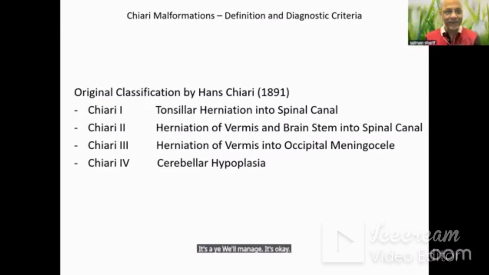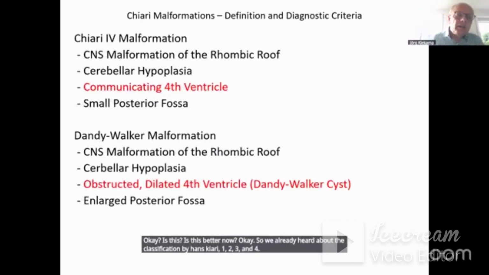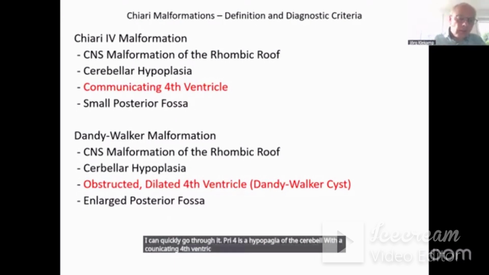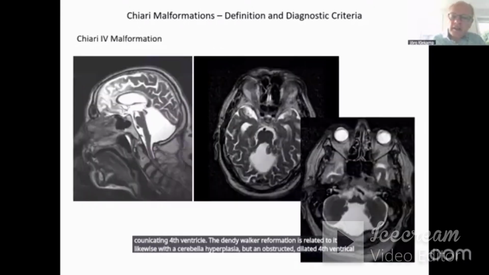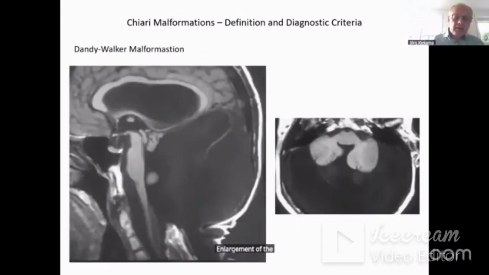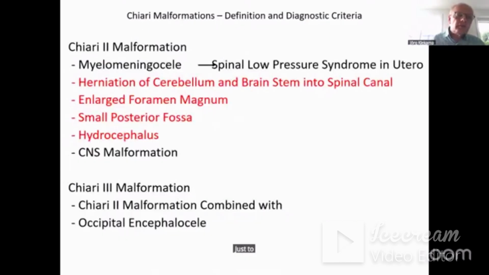It's okay. So we already heard about the classification by Hans Chiari, 1, 2, 3, and 4. I can quickly go through it. Chiari 4 is a hypoplasia of the cerebellum with a communicating fourth ventricle. The Dandy-Walker malformation is related to it, likewise with a cerebellar hypoplasia, but an obstructed dilated fourth ventricle representing the Dandy-Walker cyst. Here you see a Chiari 4 with a normal-sized posterior fossa and no enlargement of the posterior fossa, and here, by comparison, the large Dandy-Walker cyst with the Dandy-Walker malformation, just to define these two signs and types.